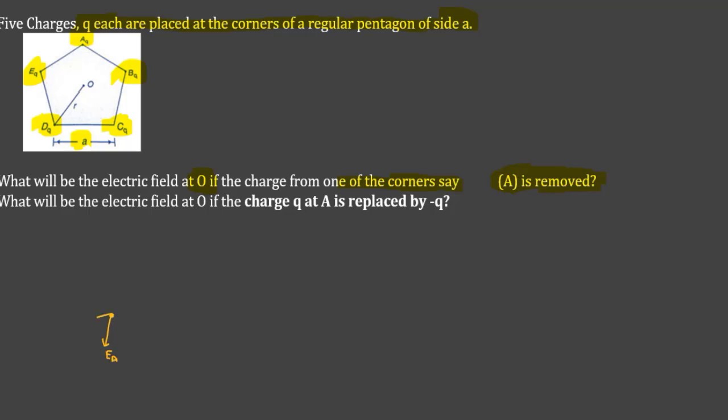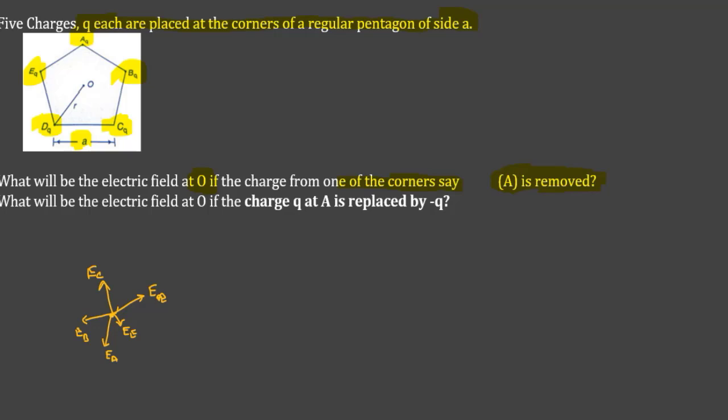The direction of B charge's field is like this. The direction of C is like this. Direction of D is like this. And the direction of E is like this. Actually, five forces are acting symmetrically. Clear?